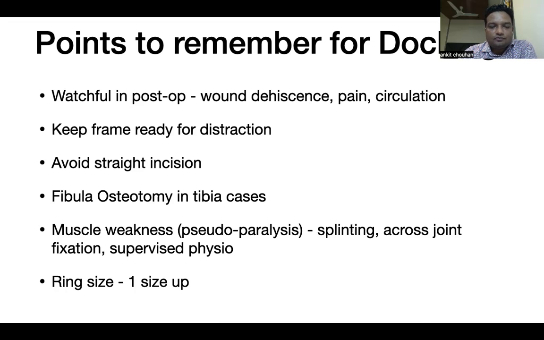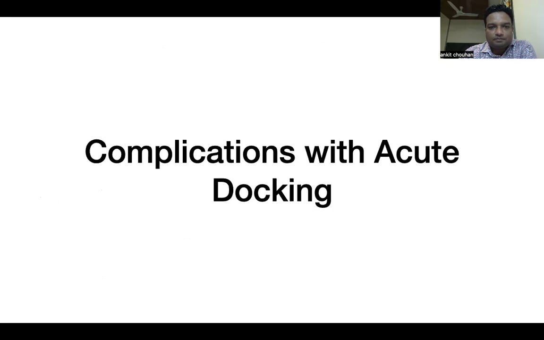When doing cases of non-unions and gaps of tibia, a fibular osteotomy is required when doing a docking. Acute docking is going to lead to some amount of muscular weakness. So splinting, across knee fixation, and very aggressive supervised physiotherapy is required. And in cases where there is a confusion between two ring sizes, it is always better to go for a ring size one size up. So if for a case of tibia, one is confused whether to use a ring of 160 mm or 180 mm and planning for acute docking, it would be a safer option to go for 180 mm, because acute docking is going to lead to increase in the girth of the limb.